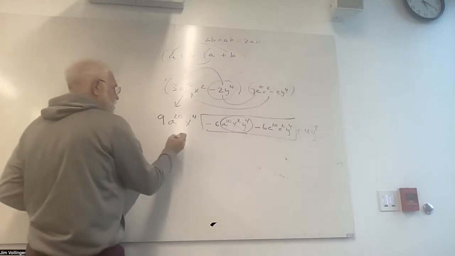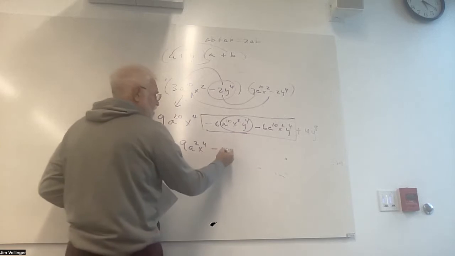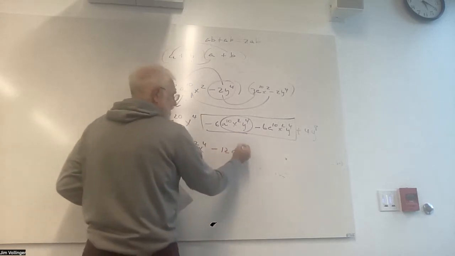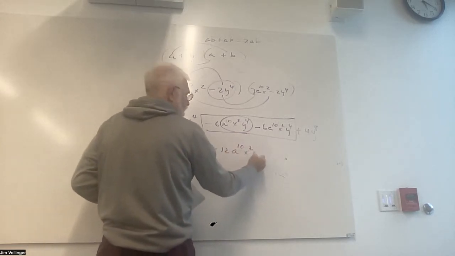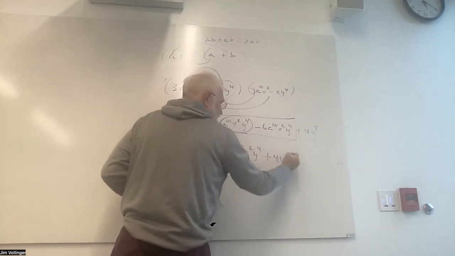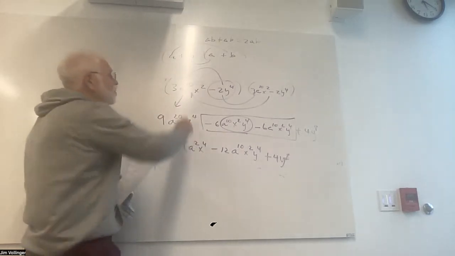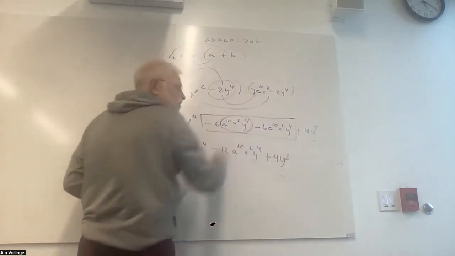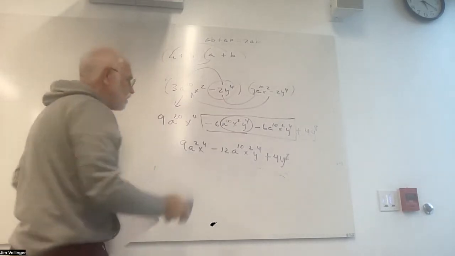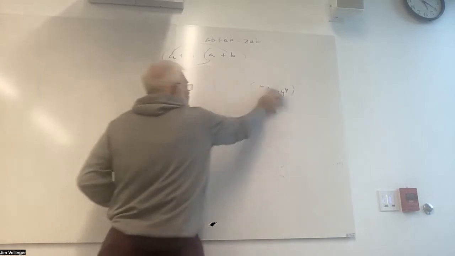All right, so we got 9a squared x to the 4th minus 12 a to the 10th x squared y to the 4th plus 4y to the 8th. Now, since we struggle with that, I'm going to make a new one and just do the shortcut. You can take your time. If you're struggling with it, take your time, do the FOILing, right? But I'm just going to get you the right answer to a new one. I'll make the numbers a little smaller.